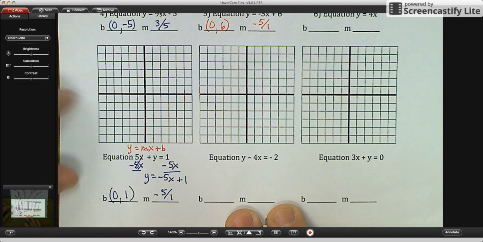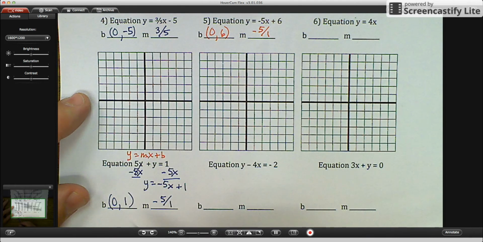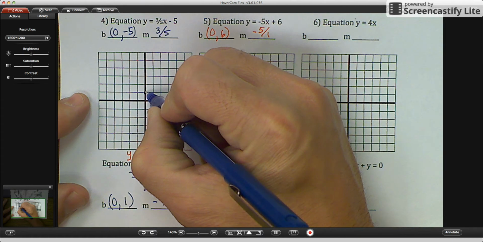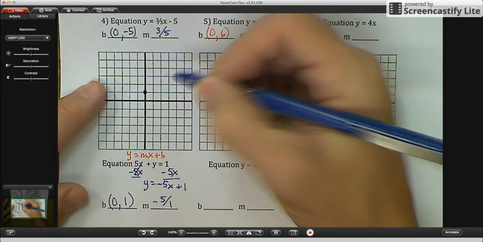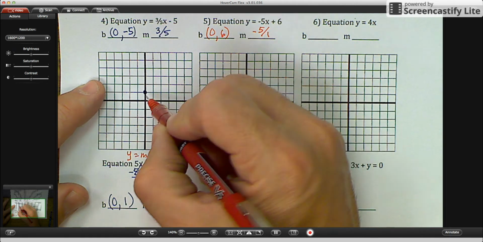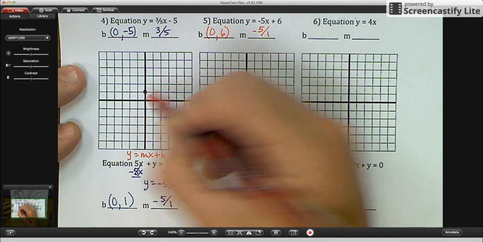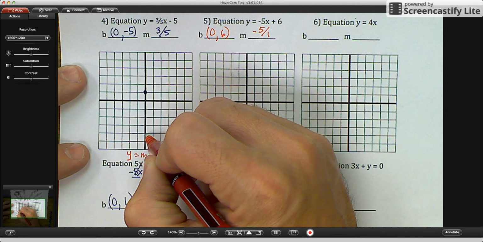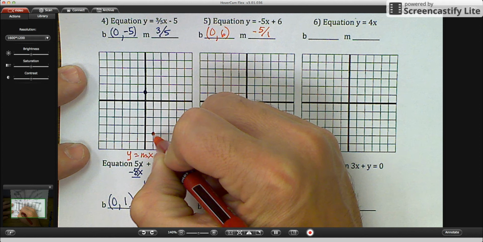So when I go to graph it, I identified my m and my b. That was step 1 in your notes. The second thing I'm going to do is plot my y-intercept right there at 0, 1. The third thing I'm going to do is follow my slope, negative 5 over 1, which means down 1, 2, 3, 4, 5 to the right 1.